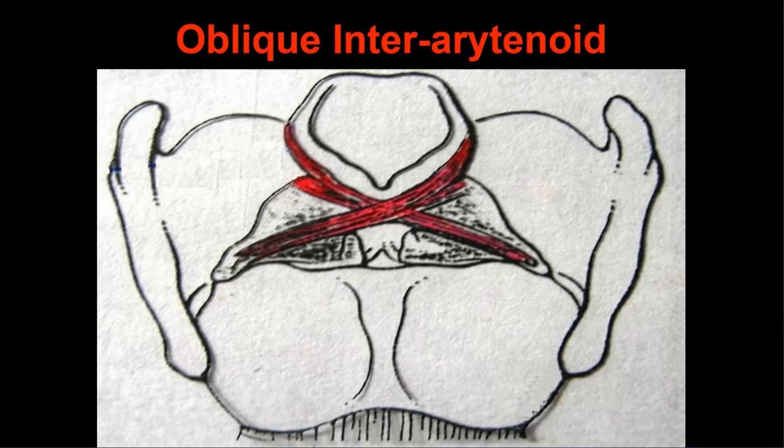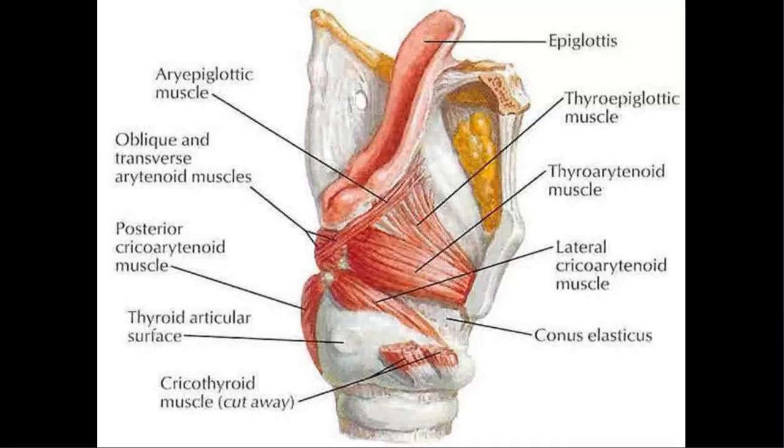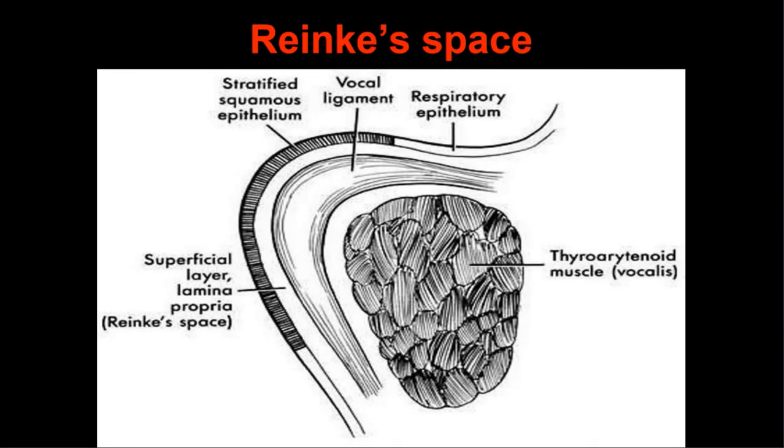So this is the oblique interarytenoid, from one arytenoid to the opposite arytenoid, from the base of the one arytenoid to the apex of the other arytenoid. So this is the oblique interarytenoid. Again, same muscles, lateral view. Spaces of the larynx, I just told you.